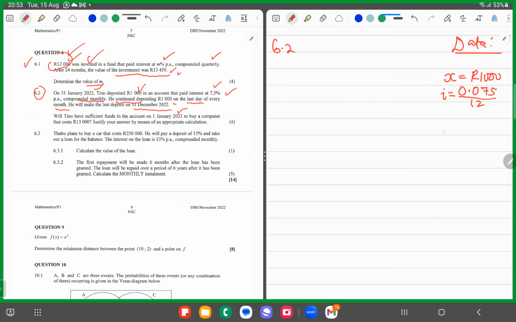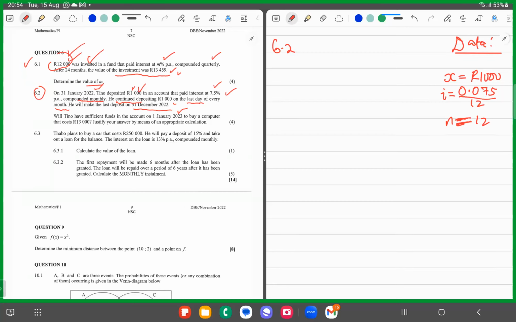What's next? Moreover, the period. You continue depositing on the last day of every month. He will make the last deposit on 31 December 2022. Now, the question becomes, how many months is this, or how many deposits is this? Remember that 31 January he deposited this. So in other words, it will be for 12 months. So N is 12. 12 times. January, February up to December, end of month, Tino is depositing 1,000 rand.